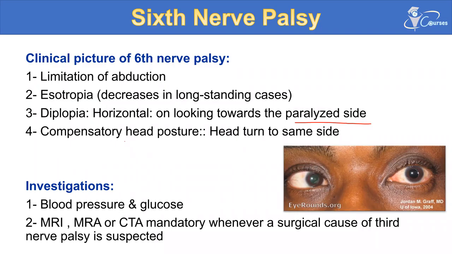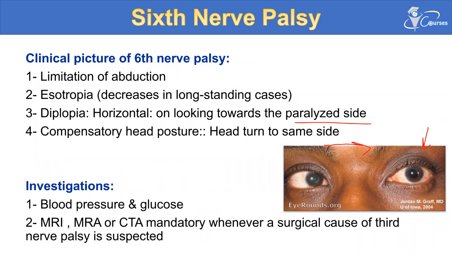Also, they will show compensatory head posture. A compensatory head posture is a head turn, so it will be like a head pose. The head movement is toward the action of the affected muscle. Like if the patient cannot move his eyes to the left, like this patient who has left sixth nerve palsy, the patient assumes a head position to the left. He will do a face turn to the left in order to look to the areas which he cannot reach with his eyes.